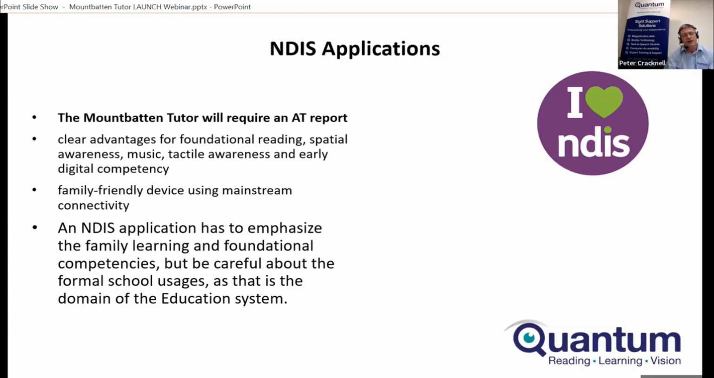That's not to say, of course, that you couldn't mention that it will reinforce learning at school. There may already be Mountbattens at school, and because they are completely compatible, so the same command structures, the same learning curve, that will reinforce the argument for the Mountbatten Tutor for use at both home and at school.